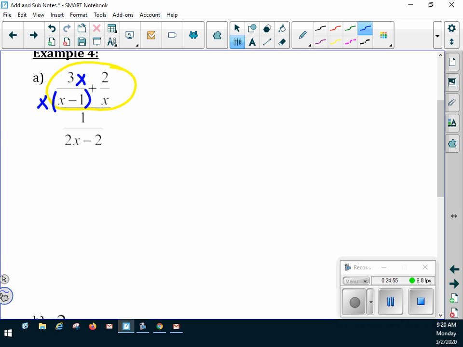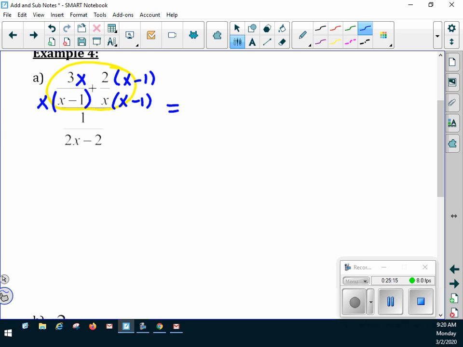What does this fraction need? X minus 1. Remember, this 1 over 2x minus 2 doesn't exist. It is like invisible to us. We do not even see it. We do not pay attention to it. All right.